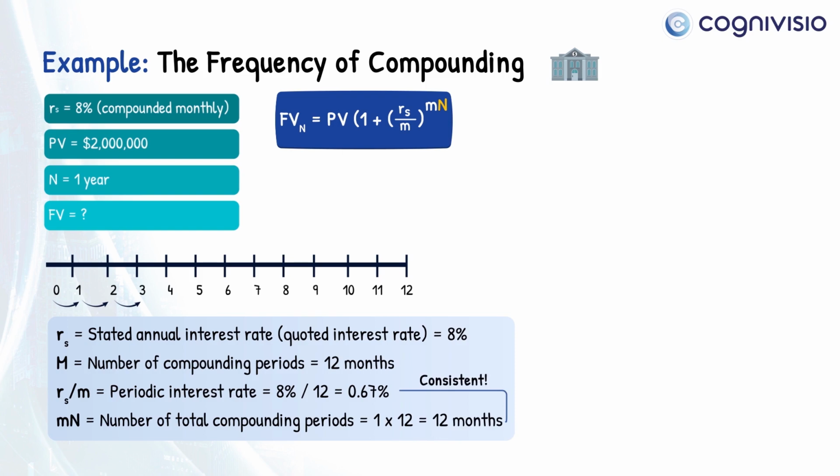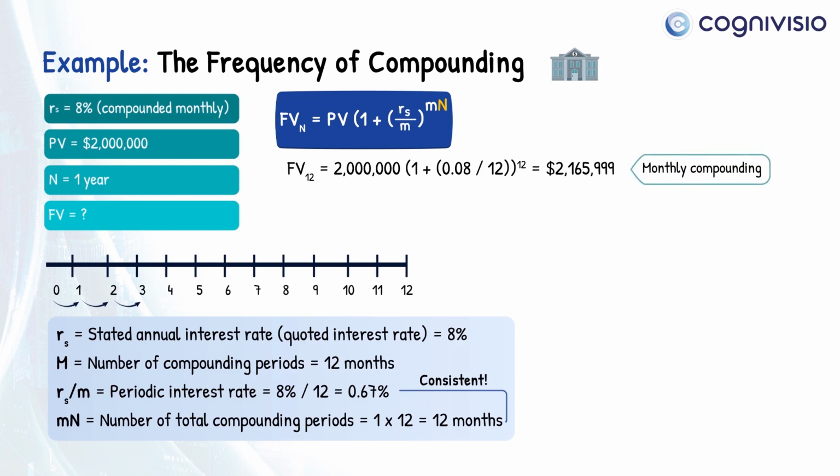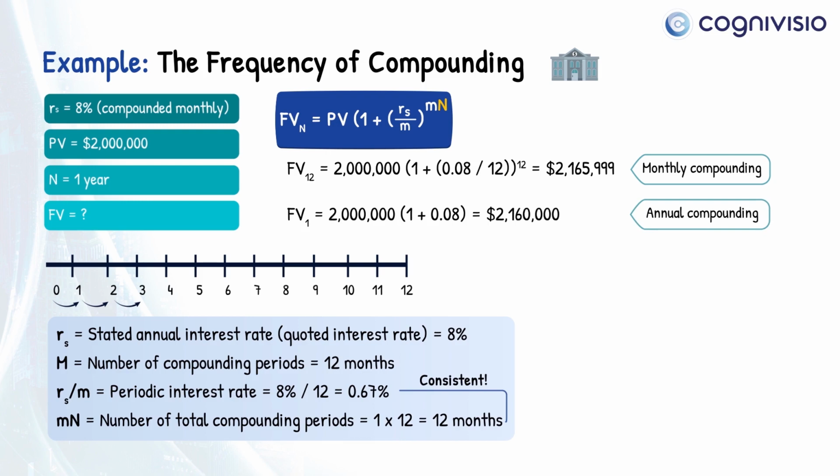In this case, FV12 is $2 million times 1 plus 8 over 12 to the power 12, which is equal to $2,165,999. By comparison, if your 8% were based on annual, not monthly compounding, you would have received 2 million times 1 plus 0.08 equals $2,160,000 at the end of the year. Note that the higher the compounding frequency, the higher the interest earned on prior period interest.